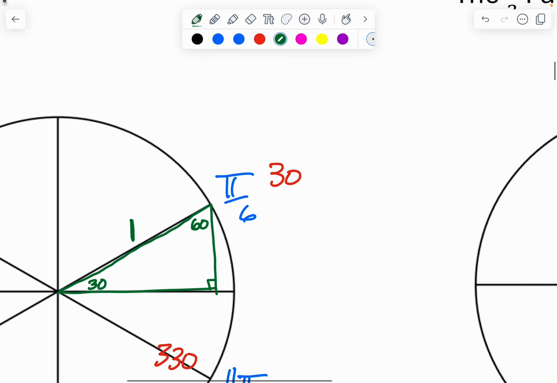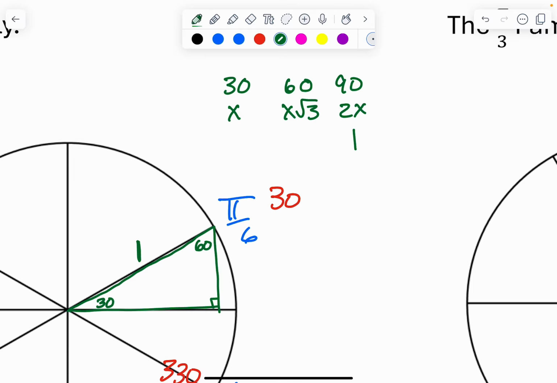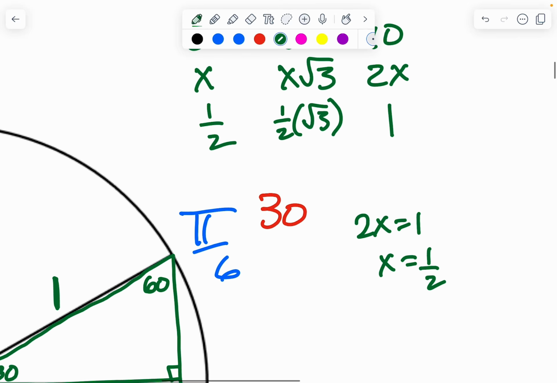Now, off to the side, I'm going to write down 30, 60, 90. I have x, x root 3, 2x. The piece opposite the 90 is 2x. So if 2x equals 1, then x would equal 1/2. And the next one is 1/2 times root 3. You could say it as 1/2 times root 3, but that's a whole lot of writing. The more efficient way to say this is root 3 over 2. I multiply the numerators with the numerators and the denominators with the denominators, and that is quicker to write.